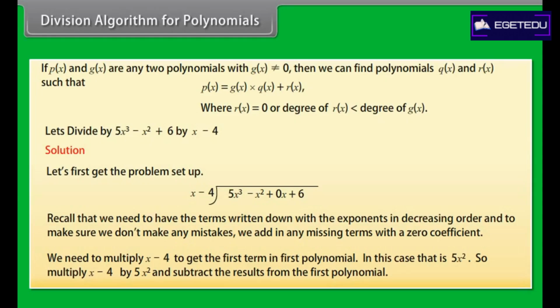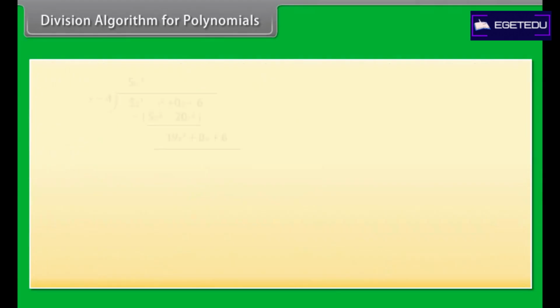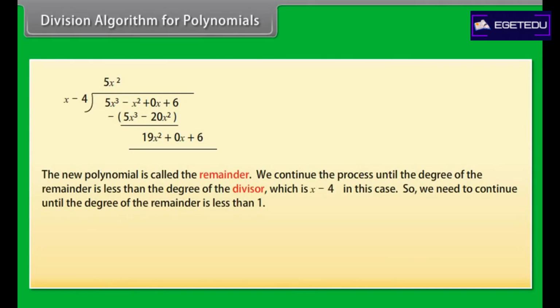Let's divide 5x cubed minus x square plus 6 by x minus 4. Let's first get the problem set up. Recall that we need to have terms written down with exponents in decreasing order, and to make sure we don't make any mistakes, we add in any missing terms with a 0 coefficient.